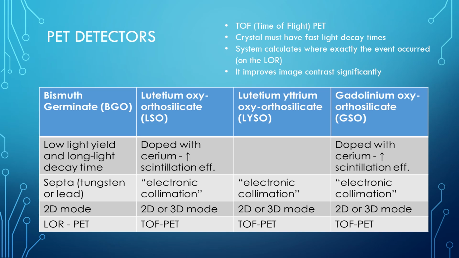So the LSOs were doped with cerium, which increases the scintillation efficiency. And notice that they all had electronic collimation and can do 2D or 3D mode. So the BGO was really the older generation that has gone by the wayside. And most of them now are either these LSO or LYSO crystals, or they have the digital scanners.